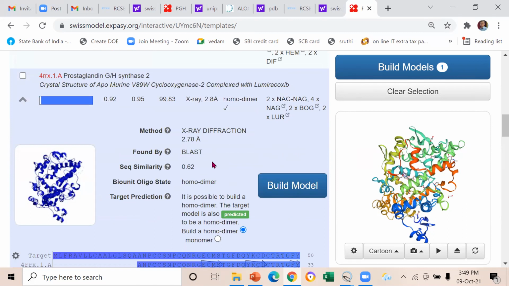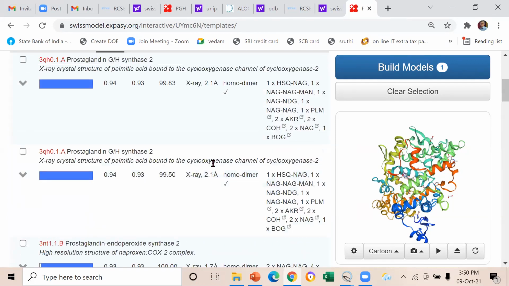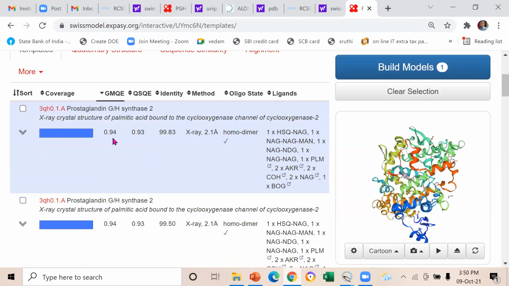Sequence similarity is 62%. So for this particular protein here, we have an identity of 99%. Here you have this particular crystal structure, with a palmitic acid bound to this enzyme, the cyclooxygenase 2 enzyme.